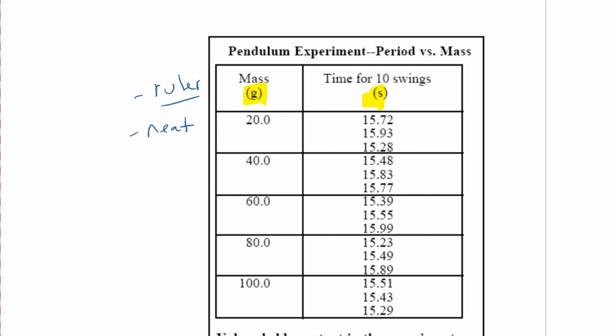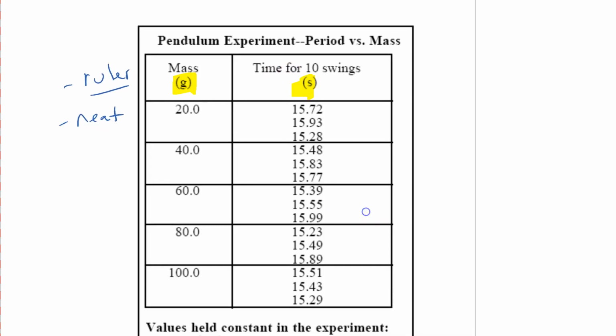You'll notice in this one as well, they've got mass and they've got time for 10 swings. You're going to end up having to do another calculation. So what I would actually recommend for this one is to have a third column here. So you've got time for 10 swings. You could say time for 1 swing. Or you could say average time for 1 swing. So how are you going to do that?